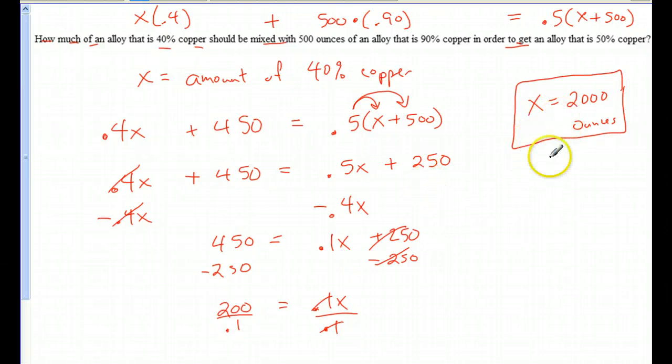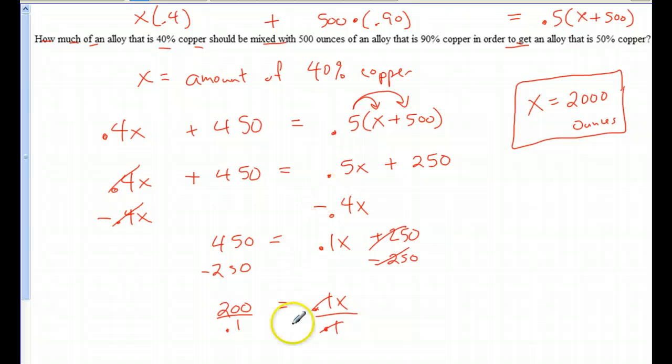So there is another typical mixture problem. I take the number of ounces of this 40% copper, I mix it with these 500 ounces of 90% copper, and I get something that's 50%. When you do a problem like this, one way you can eyeball check without knowing 100% for sure is, since 40 is closer to 50 than 90 is, we need more of the 40% than we do of the 90%, and we're getting that here.